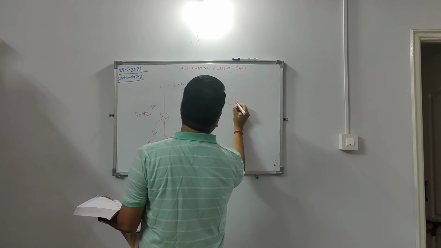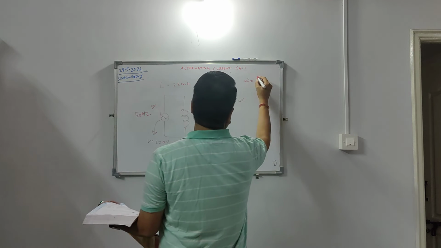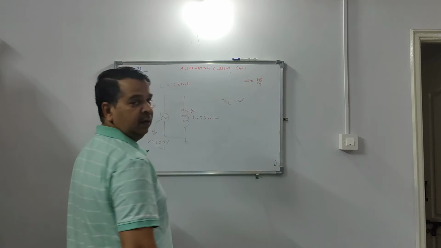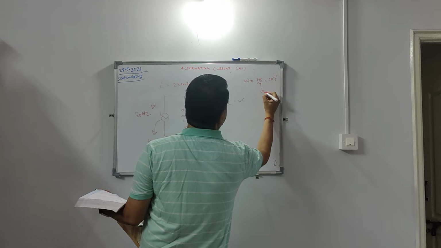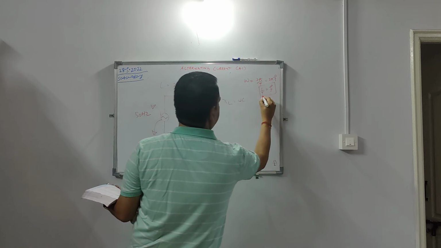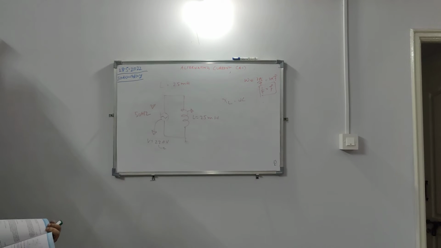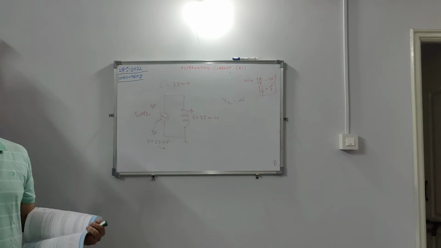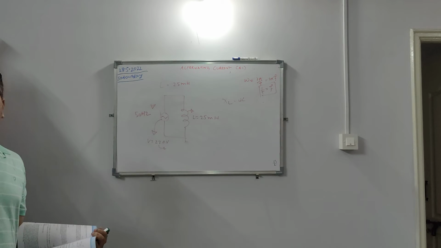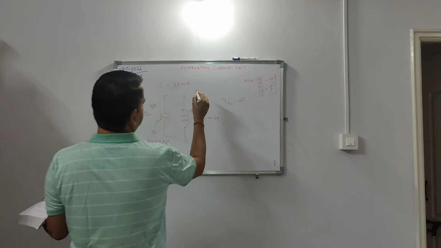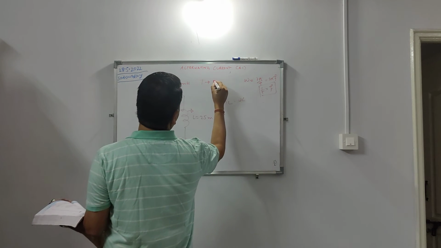This XL is nothing but omega L. And omega is angular frequency, which is 2 pi by T. So omega is nothing but 2 pi f also, since 1 by time period is equal to frequency. There are two things: one is angular frequency and another is frequency. What is angular frequency? The angle covered per unit time, in radians. In time period T, it is covering an angle of 2 pi.